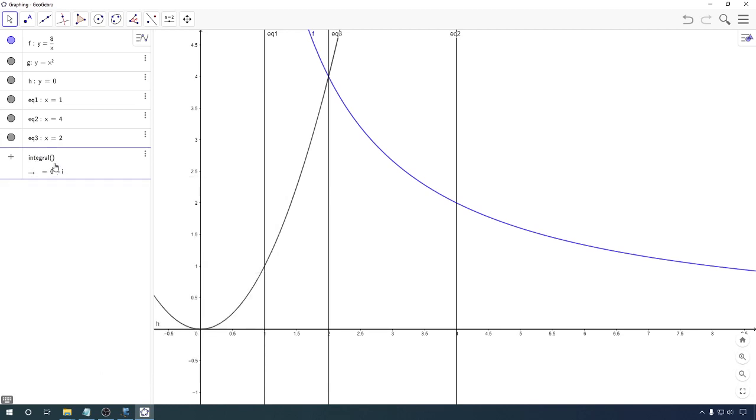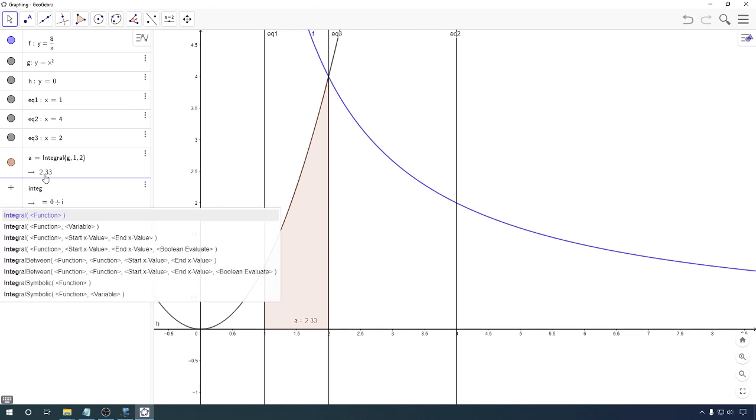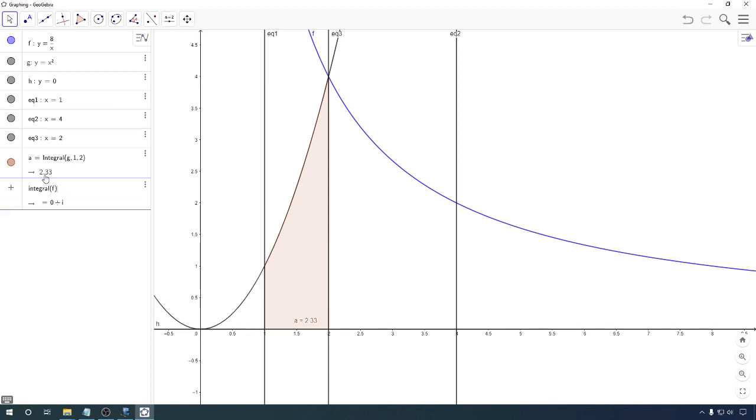So the integral of the x squared is from 1 to 2. So 7/3 is 2.33. The integral of our 8 over x from 2 to 4, and that's this one here, which I guess is around 5.55. But the total here is just adding them together.